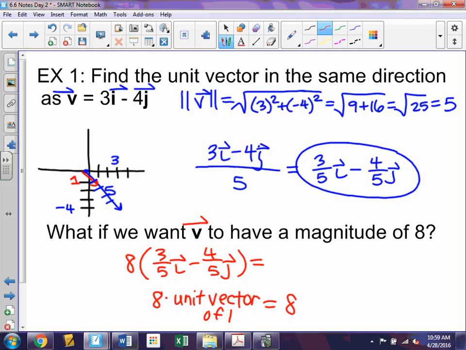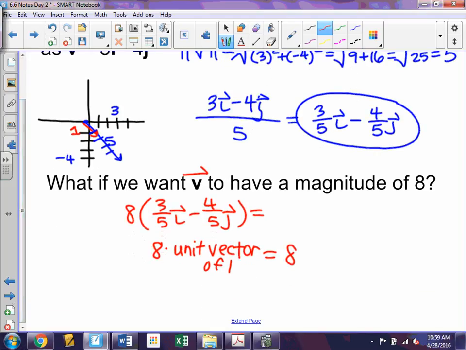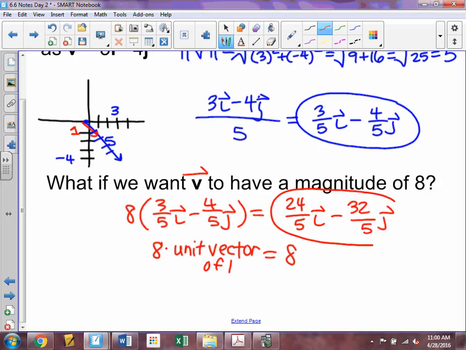Okay, or original times 8/5. So what's 8 times 3? 24, so 24/5. And minus 8 times 4. Yep, 32. Again, if we took the original vector and multiplied it by 8/5, that would work.